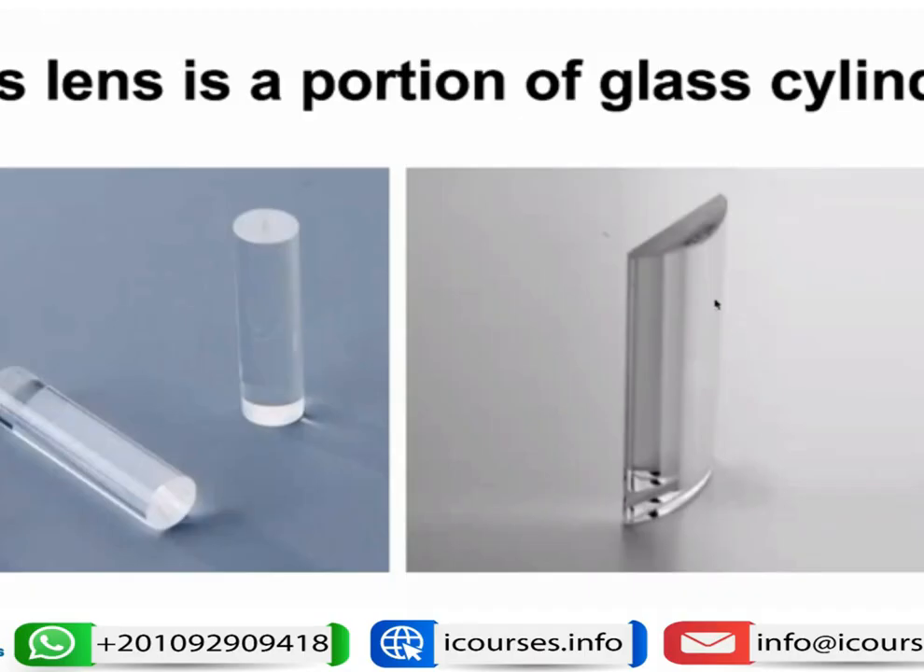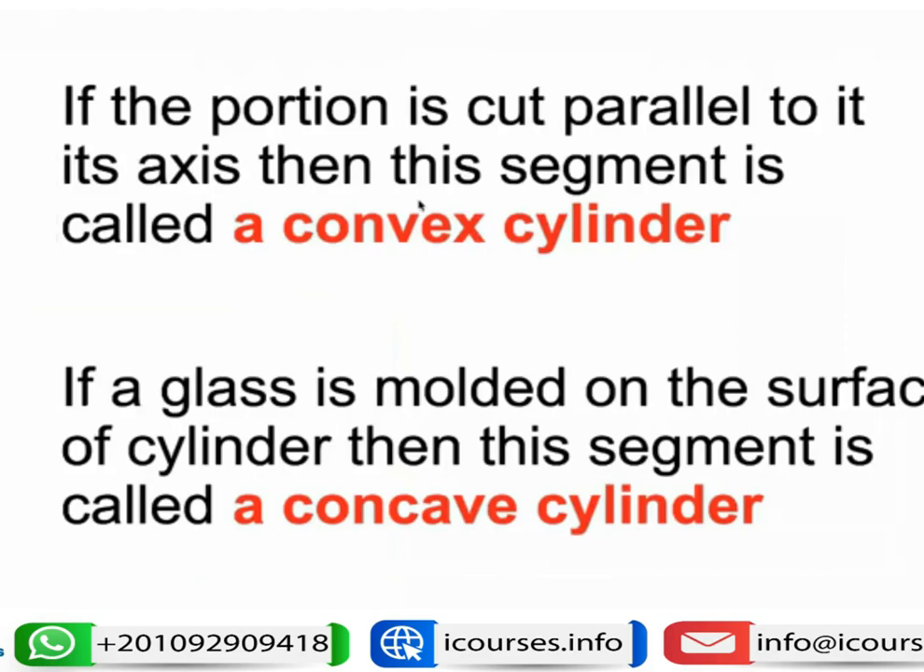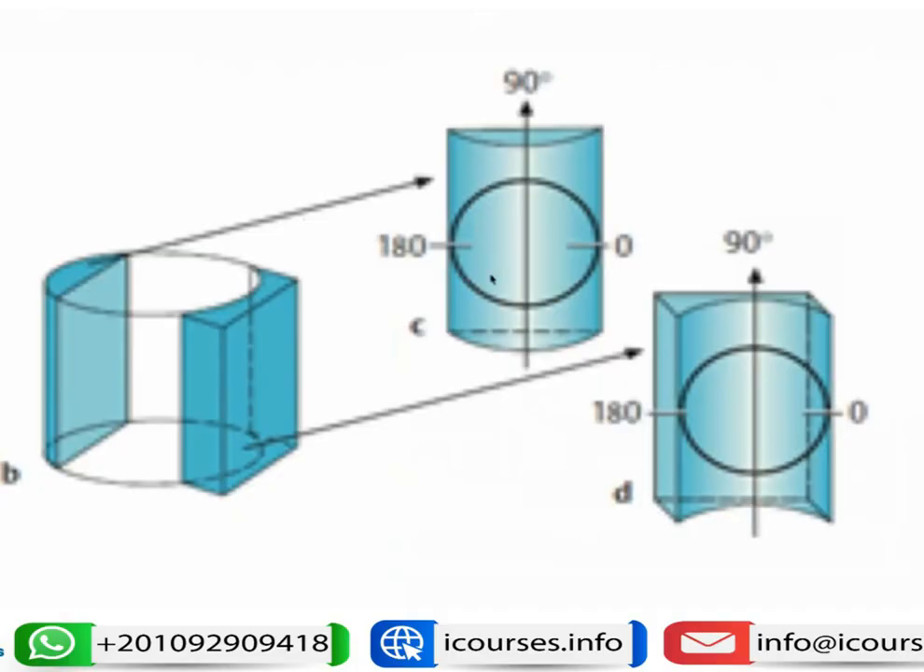So here is a glass cylinder. If the portion is cut parallel to its axis, then this segment is called a convex cylinder. But if it is molded from the surface outside, then it is called a concave cylinder. So here, if we have this cylinder, and we slice it from the center, the resultant segment here is called a convex cylinder. So we cut vertically parallel to its axis.